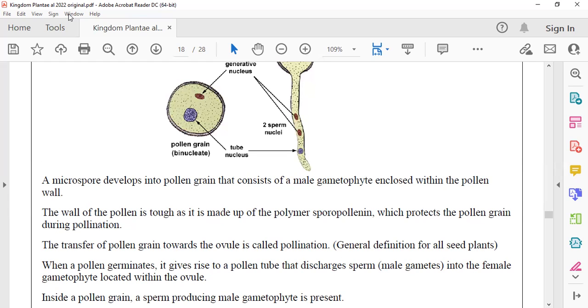So you know that one. After pollination, pollen germinates. Correct? After pollination, only pollen germinates. And when it is germinating, a tube is extended out of it. How does the pollen tube of Cycas differ from the pollen tube of angiosperm?